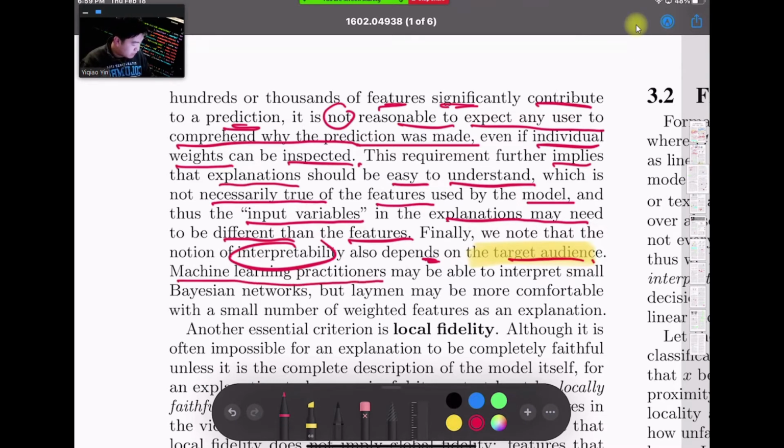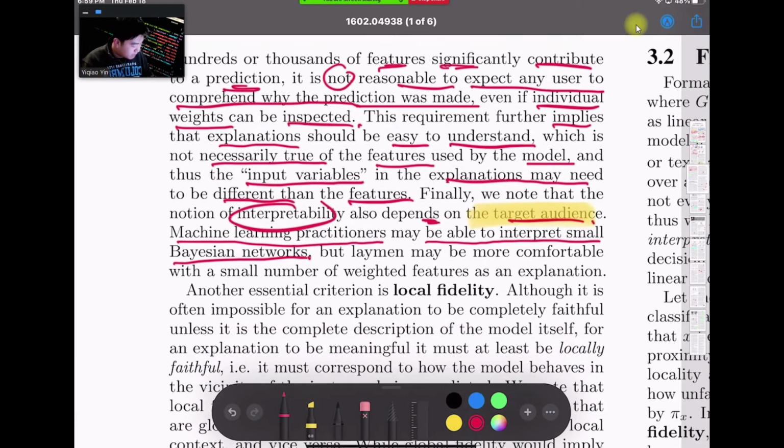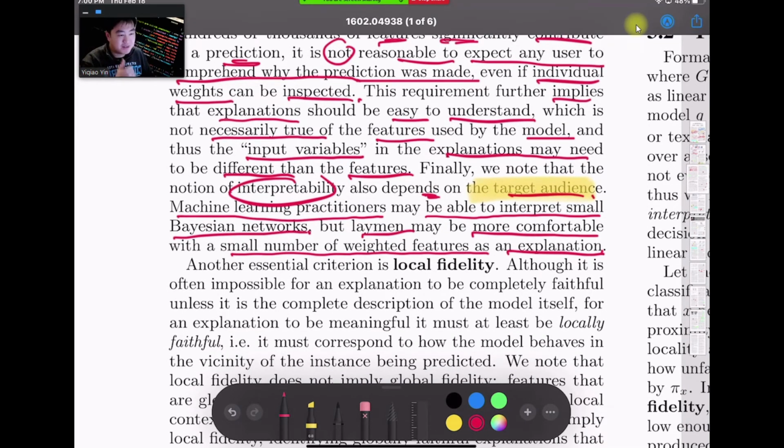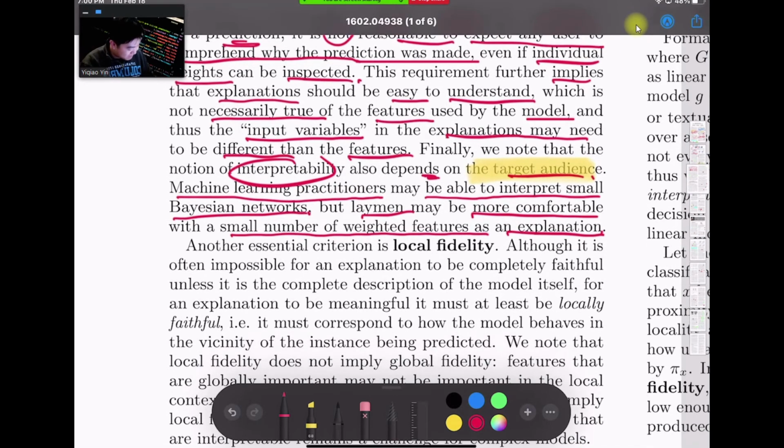Machine learning practitioners may be able to interpret small Bayesian networks, but laymen may be more comfortable with a small number of weighted features as explanation. I like that they're mentioning Bayesian networks. I've actually spent a lot of time, and I don't even think I fully understand Bayesian networks, so that's going to be a small dinner table joke, and I'll definitely keep that in mind.